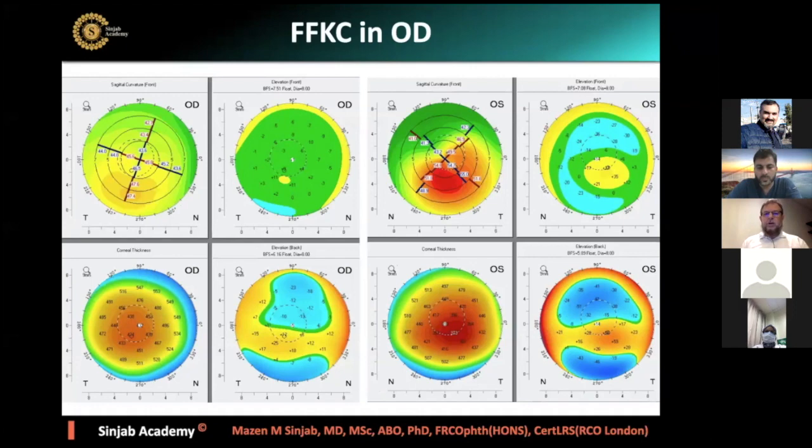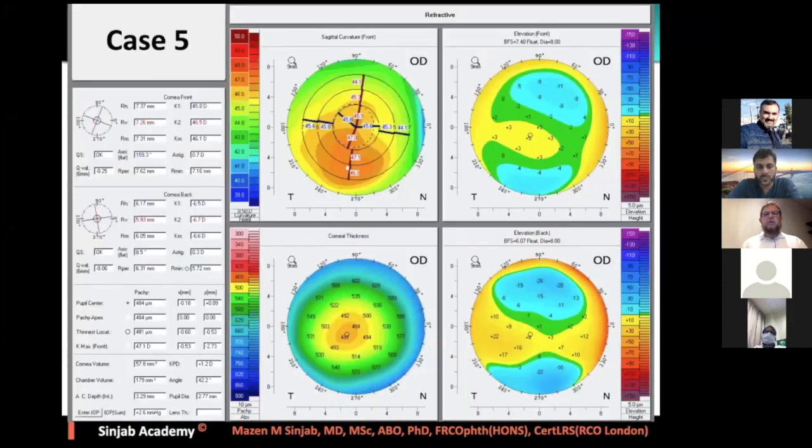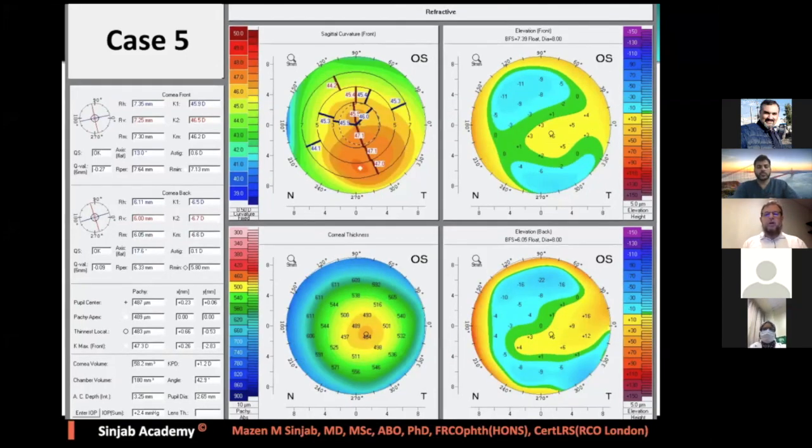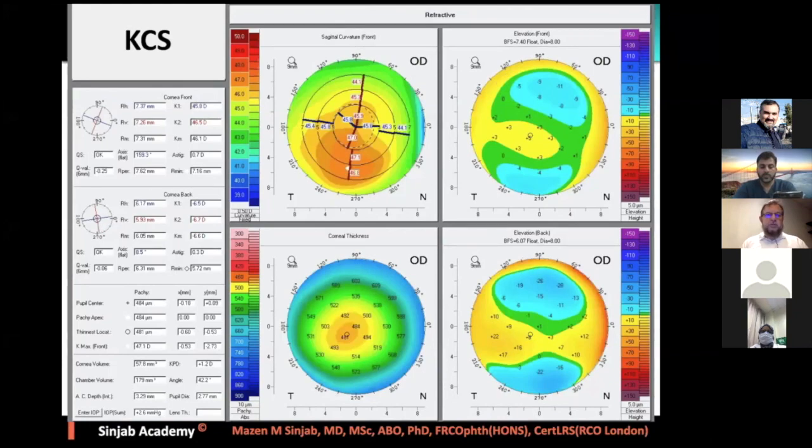So this is forme fruste keratoconus in the right eye, because the left eye has keratoconus. This is case number 5. We see that there is a problem in the curvature map. There is nothing on the posterior elevation map. So this is paraectasia. We have to look at the other eye. The other eye has the same problem. So it is keratoconus suspect.